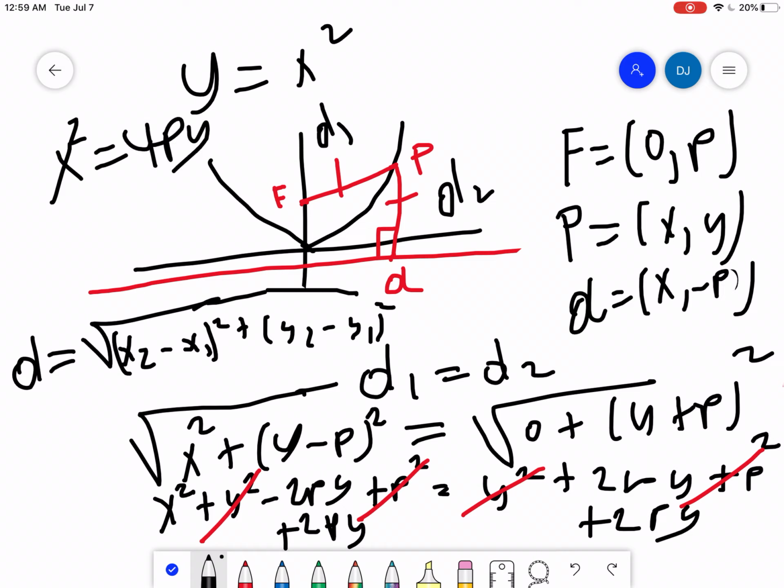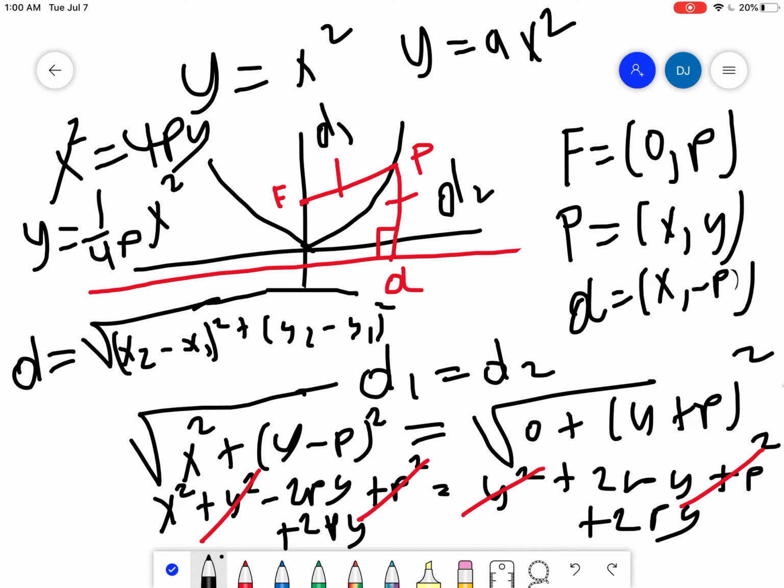But we note that we usually write it as y is equal to ax squared, meaning that we have to isolate for y. So when we isolate for y, we get y is equal to 1 over 4p x squared. And so this is the standard form or equation of the parabola. Some textbooks might just refer to it as x squared equals 4py, and it really does not matter. These two ways are actually acceptable for the standard form because we just use it to find the geometric properties.